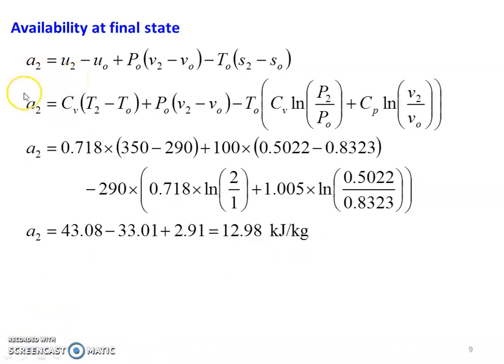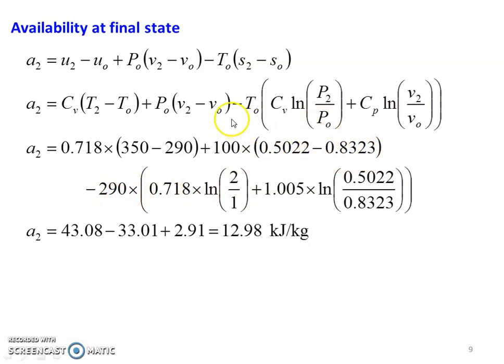Availability in the final state, A2 equals U2 minus UO plus PO into V2 minus VO minus TO into S2 minus SO. Here U2 minus UO equals CV into T2 minus TO. S2 minus SO equals CV into logarithmic of P2 by PO plus CP into logarithmic of V2 by VO. Substituting all the numerical values, 0.718 into 350 minus 290, plus 100 into 0.5022 minus 0.8323, minus 290.